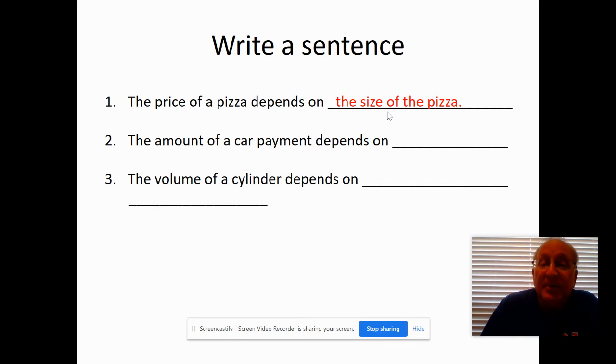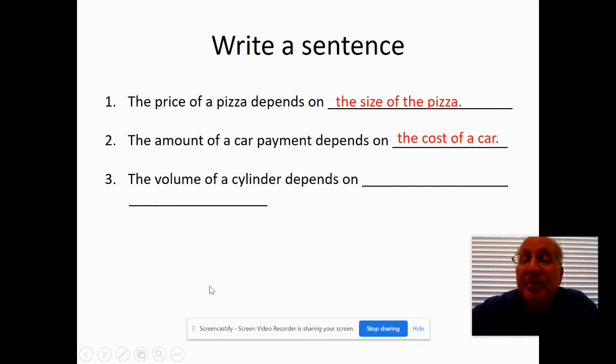So the amount of a car payment depends on, that could be a lot of things, like basically how much money you owe, but the biggest way to owe more money is if the price of the car costs more. So the cost of a car would be the independent variable, and the amount of the car payment would be the dependent variable.